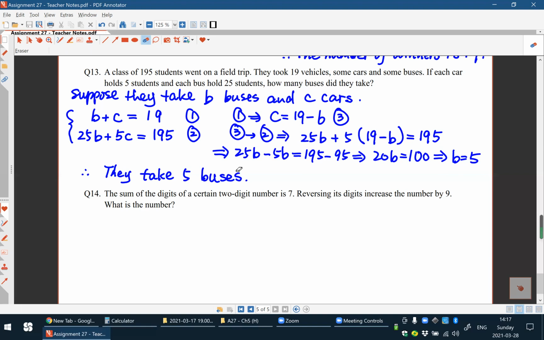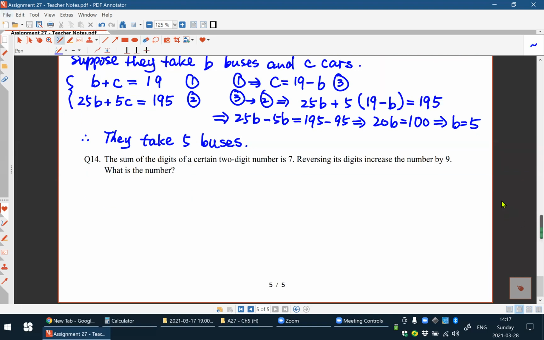No questions? Okay, let's see the last one. Question 14. The sum of the digits of a certain two-digit number is 7. Reversing its digits increases the number by 9. What is this number? Okay, so suppose this number is xy.